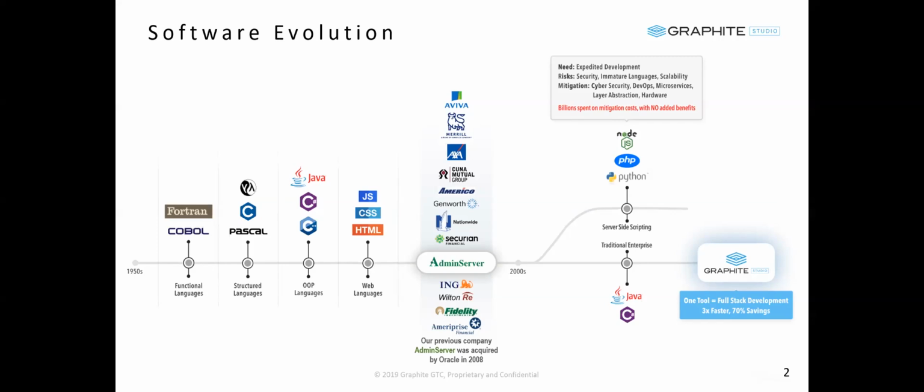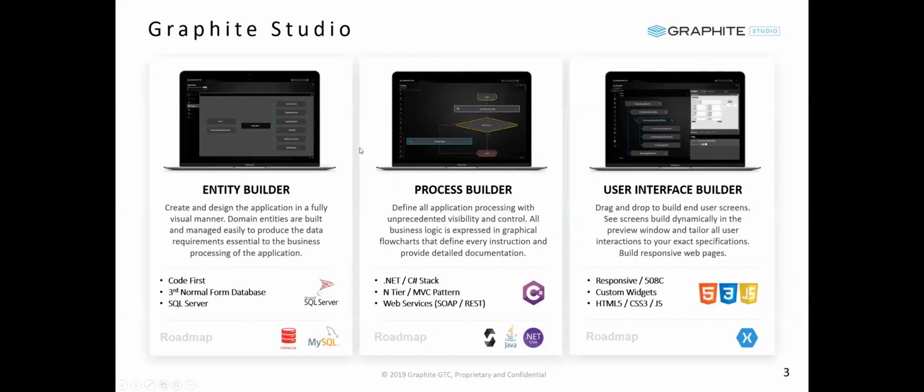One of the side benefits we saw out of that was that we were able to build applications 3 times faster with 70% savings in cost. And hopefully for the rest of the meeting, you will see that you will get that value out of Graphite. How do you build applications with Graphite?